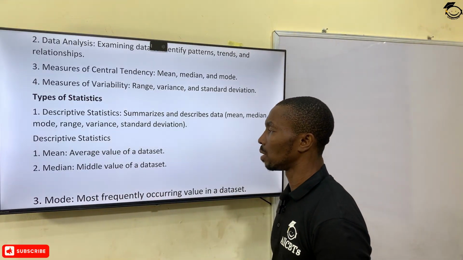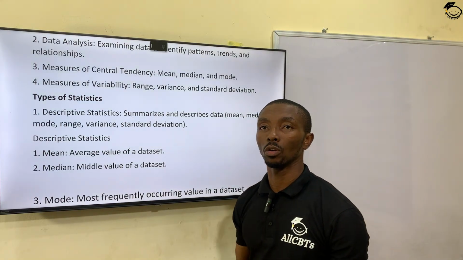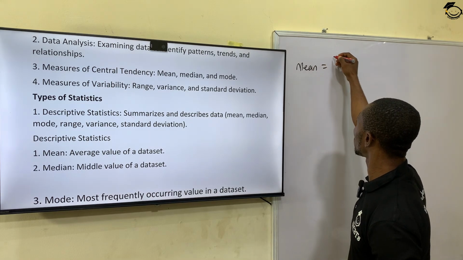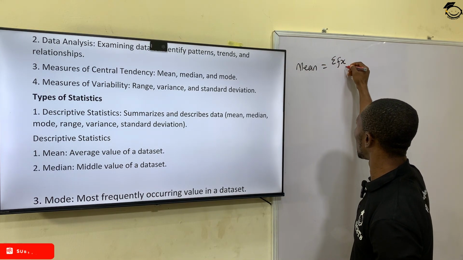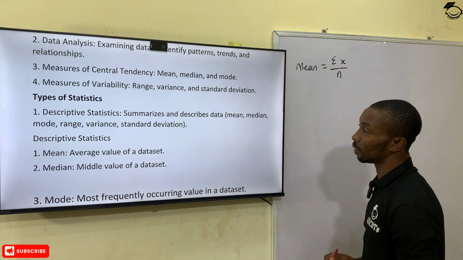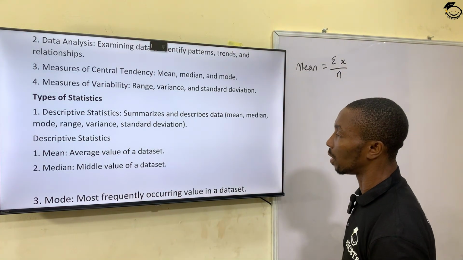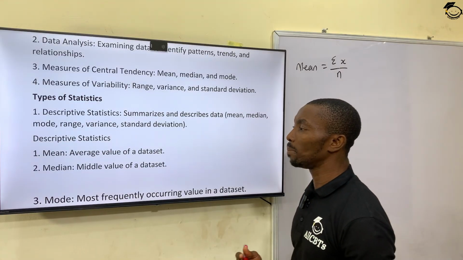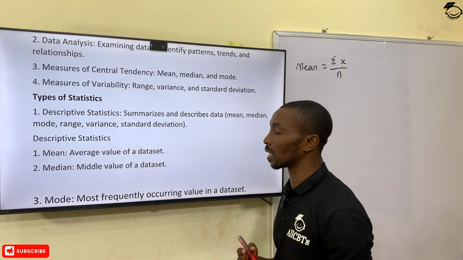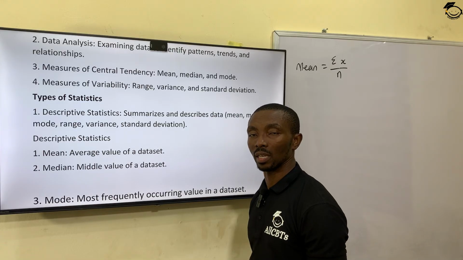Now, what is the mean? The mean is the average value of a set of data. The mean equals the summation of all our data over the number of data, which gives us the average of that set of data. Now, the median is the middle value of a set of data. Key point: when arranged in ascending or descending order.